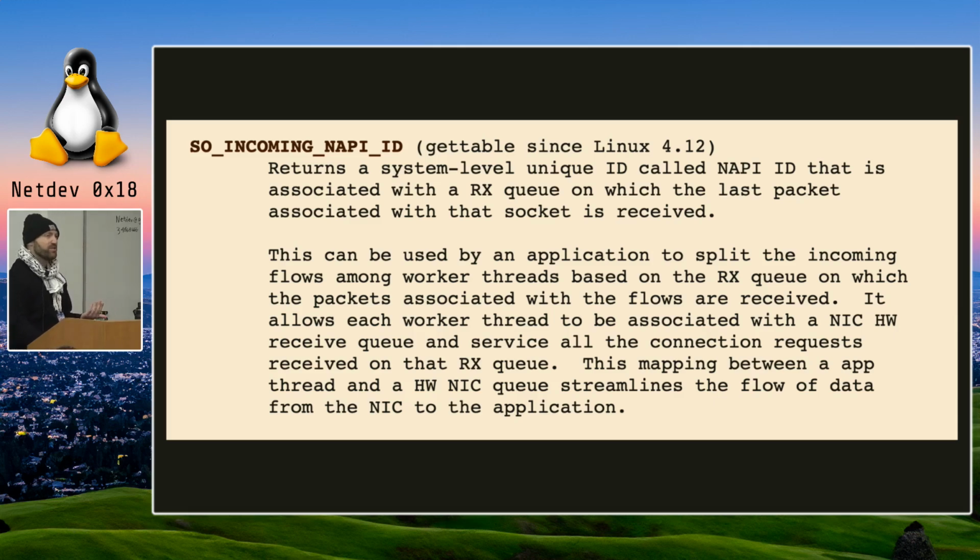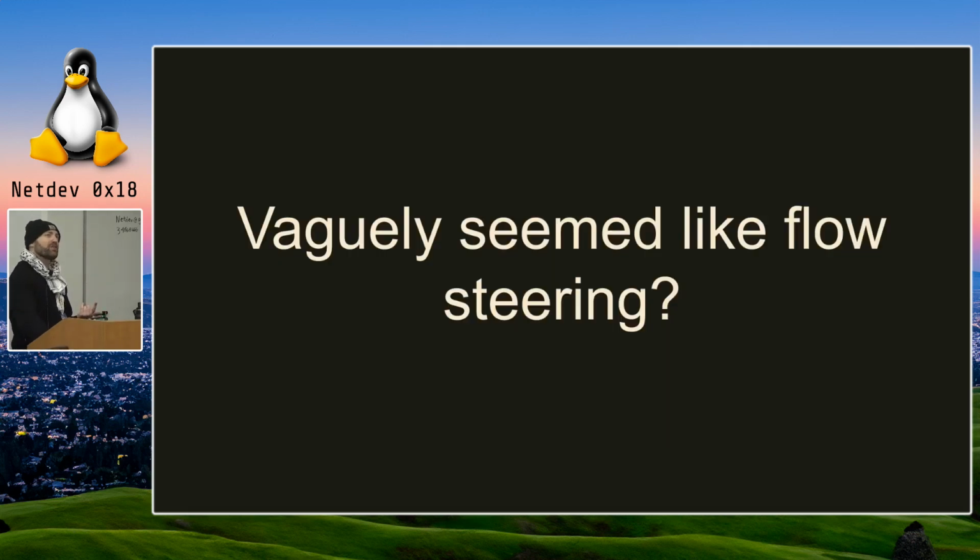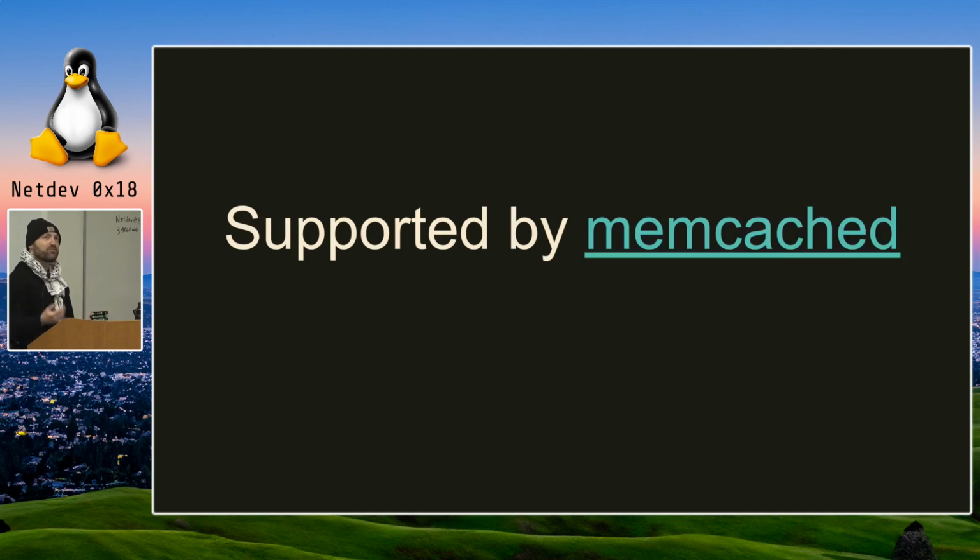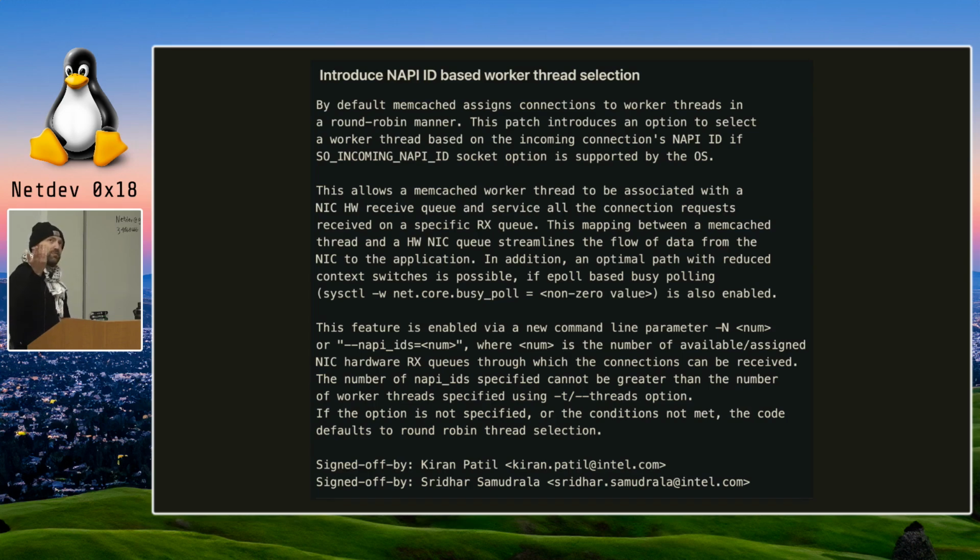And that was interesting. I was thinking about this for a while, and I was like, okay, this vaguely seems like flow steering to me. I still didn't totally understand exactly how you would use it or what other interactions there would be, and there are some which I'm going to get into shortly. But I stumbled on a pull request that was open against memcached that adds support for this thing. I'm not going to read you the pull request commit message, but you can click on the link later and check it out. And I'm going to explain how you might use SO_INCOMING_NAPI_ID, or how specifically memcached uses it.